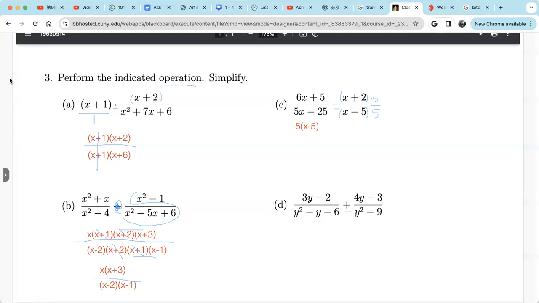Now, once we have a common denominator, we only have to write it once. So we write 5 times x minus 5 in the denominator. In the numerator, we'll have 6x plus 5, minus 5 times x, 5x, minus 2 times 5, that's minus 10. Okay.